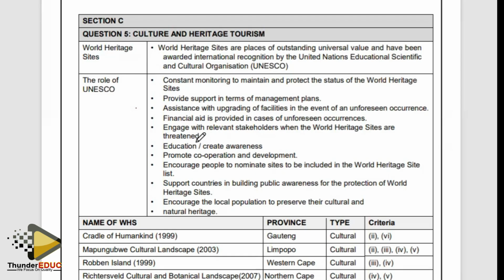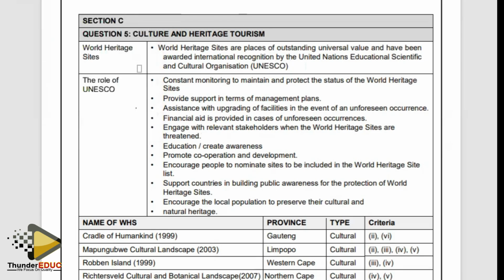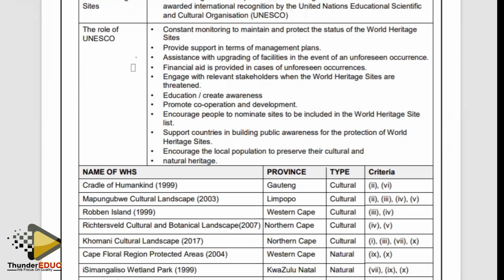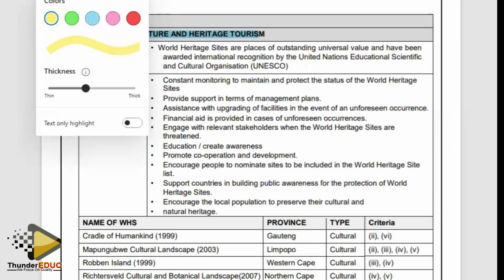So the first thing we should do is start with a definition of World Heritage sites. What exactly are World Heritage sites? We should have a clear understanding of them. You find them in section C under cultural heritage and tourism, a very important topic which you need to master well.